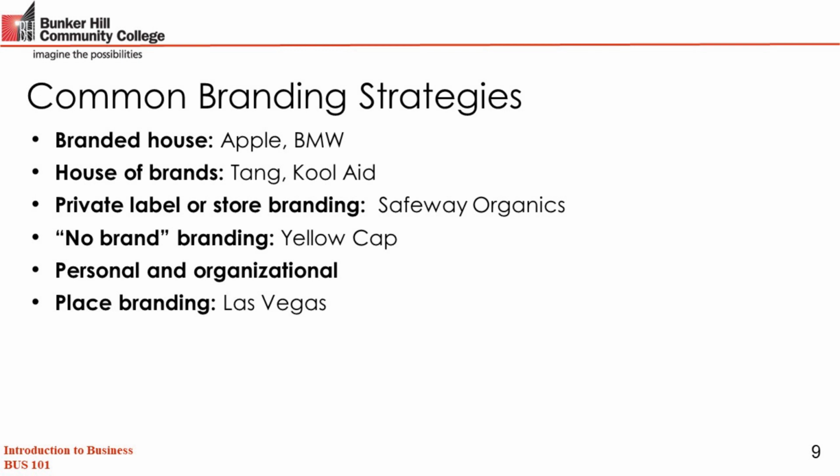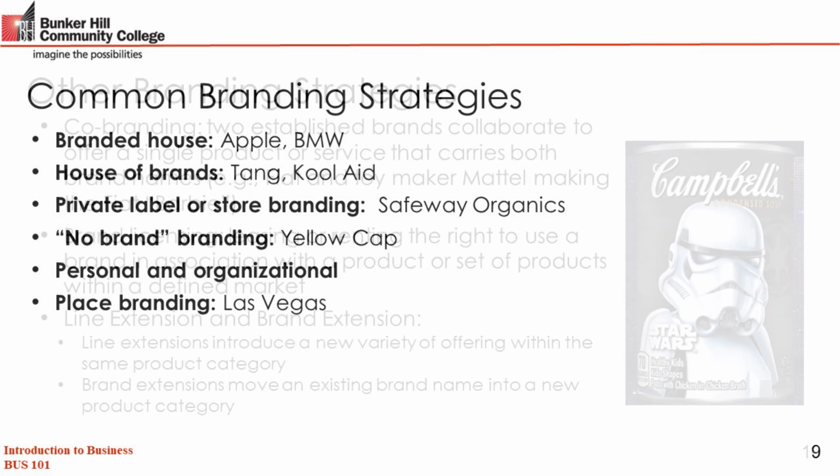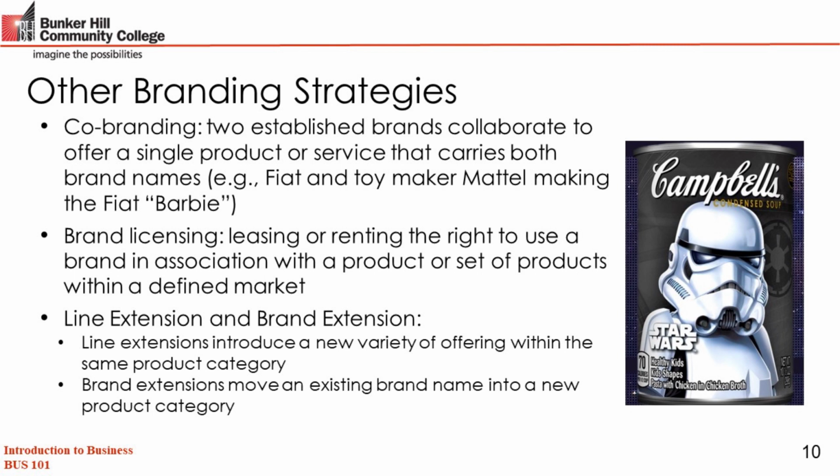Personal and organizational branding: the company itself, the type of office or franchise could have their own particular way of branding it. And even places can be branded. An example they give you there is Las Vegas. You can have co-branding where two brands get together. You can see the Star Wars and the Campbell's soup on that image there. You can have people doubling up and doing movie releases, not just the Star Wars, but I've seen plenty of commercials. Barbie, the movie Barbie, they were selling T-Mobile phones and some other things. So you can do brand licensing too.